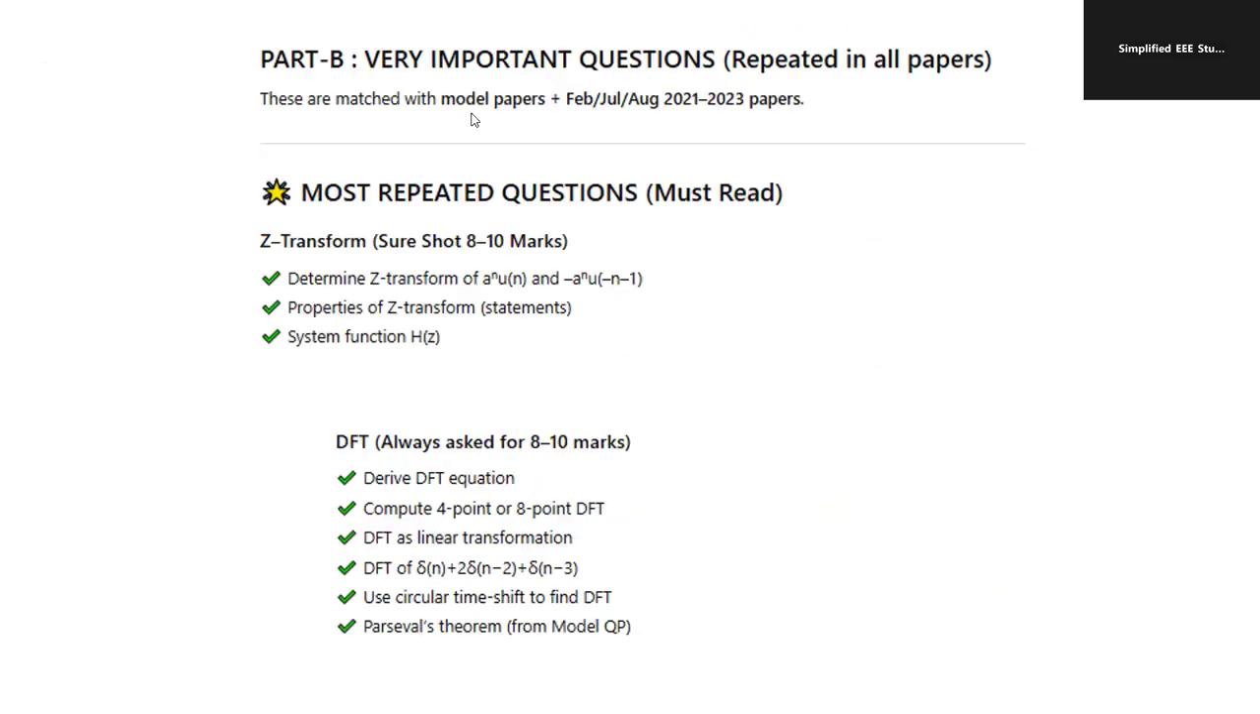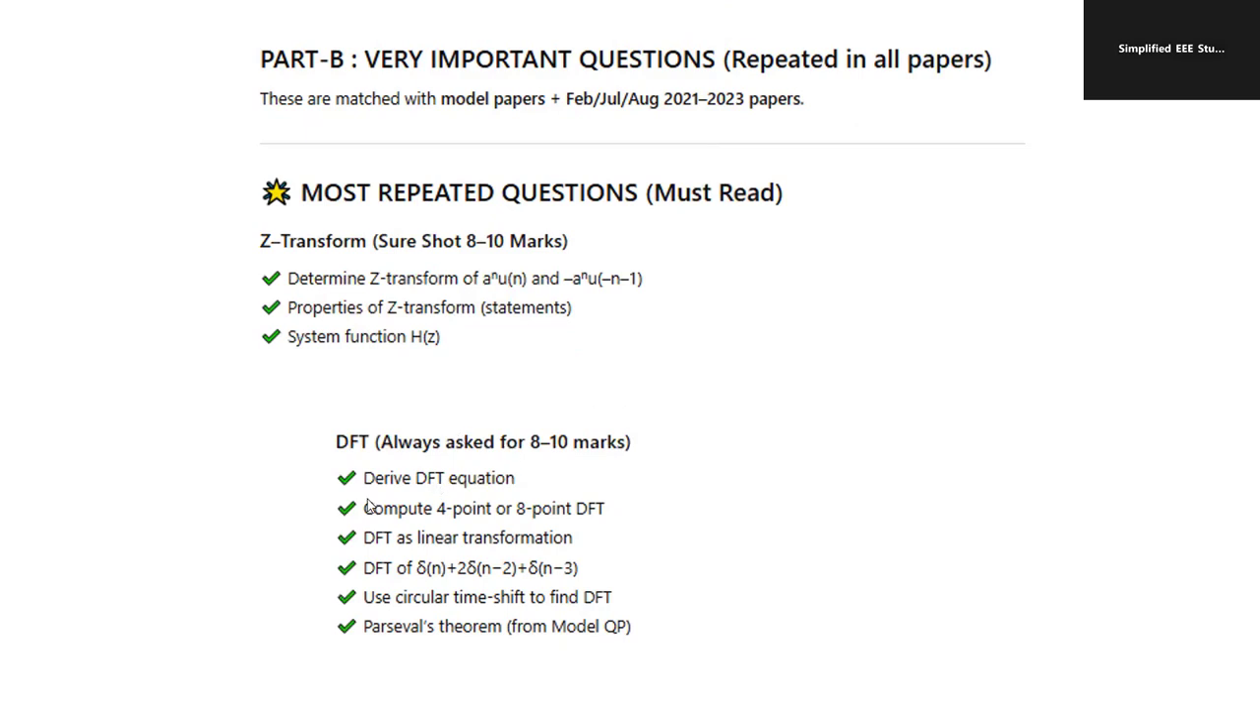So, important questions which are repeated in previous year question papers. I have a question bank, and based upon that, I found the most repeated questions, which are must-sets. Determine the Z transform of a to the power n u of n and minus a to the power n u of minus n minus 1. Properties of Z transform you have to study. System function also, don't leave it, because DFT always asks for 8 to 10 marks.